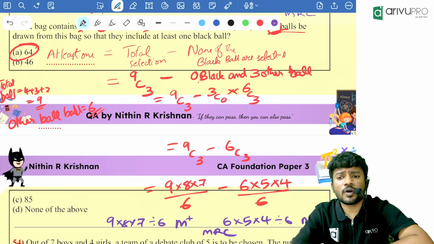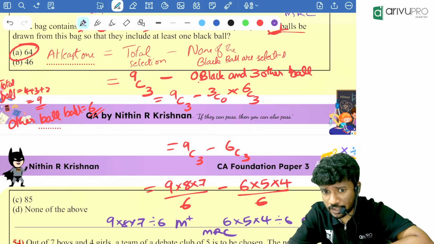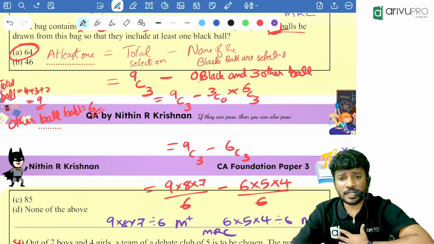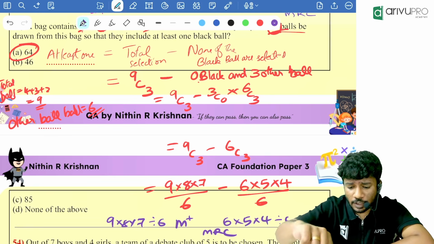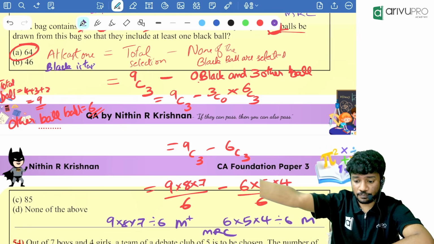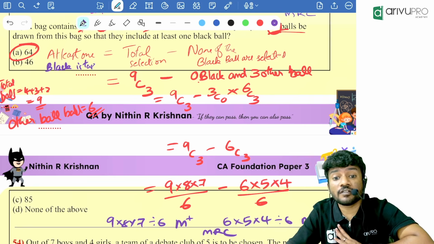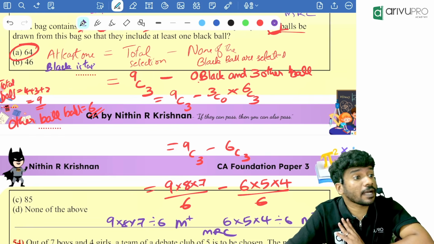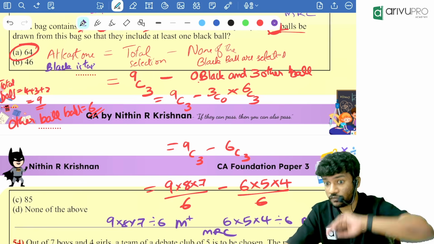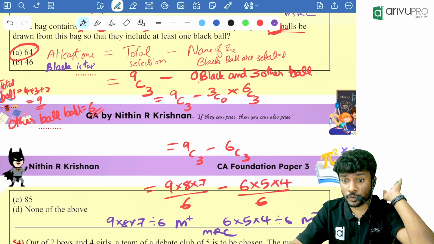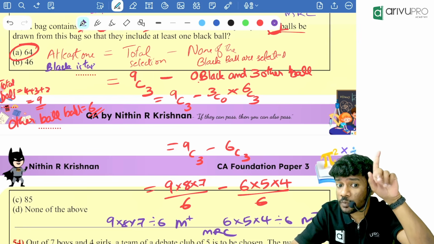None means what? I am not choosing any black ball. So, if I want to understand about at least one black ball is chosen, that means from the total selection, I am reducing none of the ways of selecting black balls. That means 0 black balls are selected. That is the meaning of none. From total, if I reduce 0 black balls selected, I will get the answer for at least one is selected.